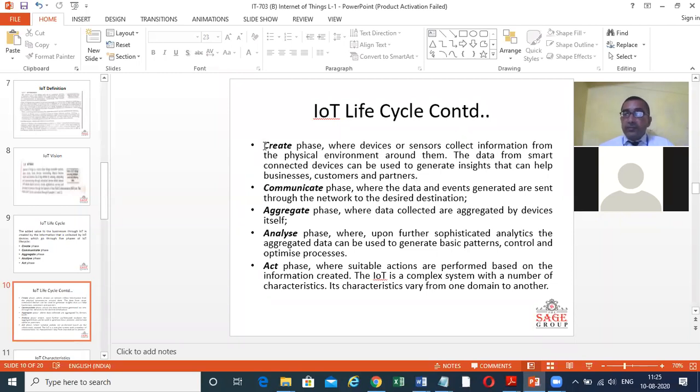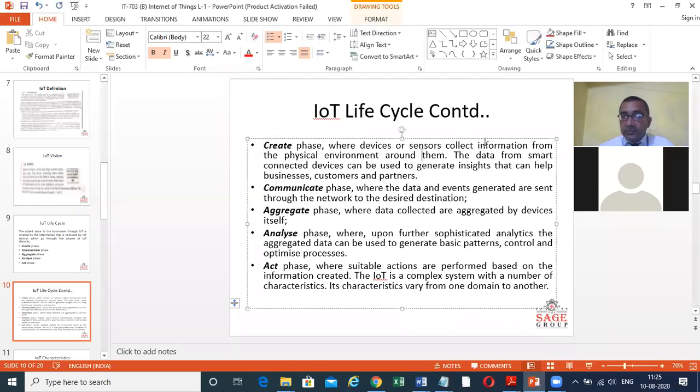So mainly, the create phase is where the sensors collect information. You remember only this, that the sensors collect information about the surroundings.